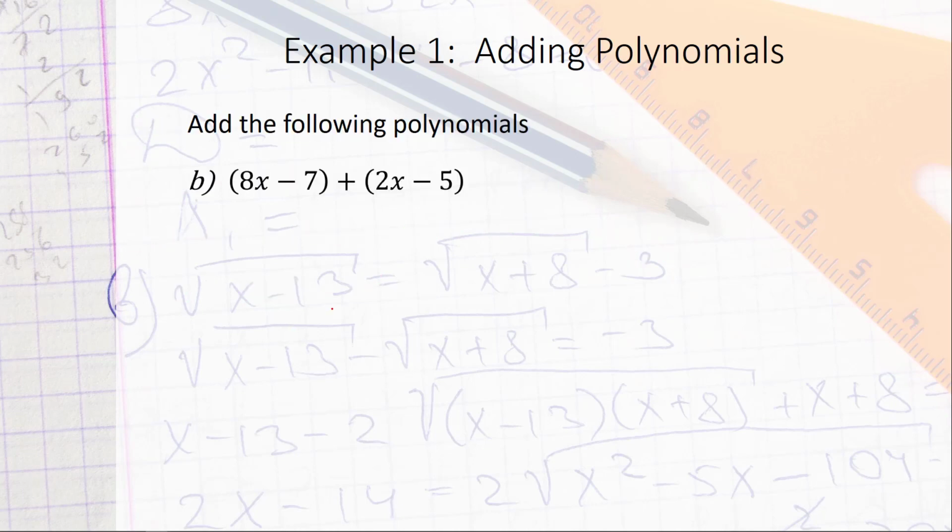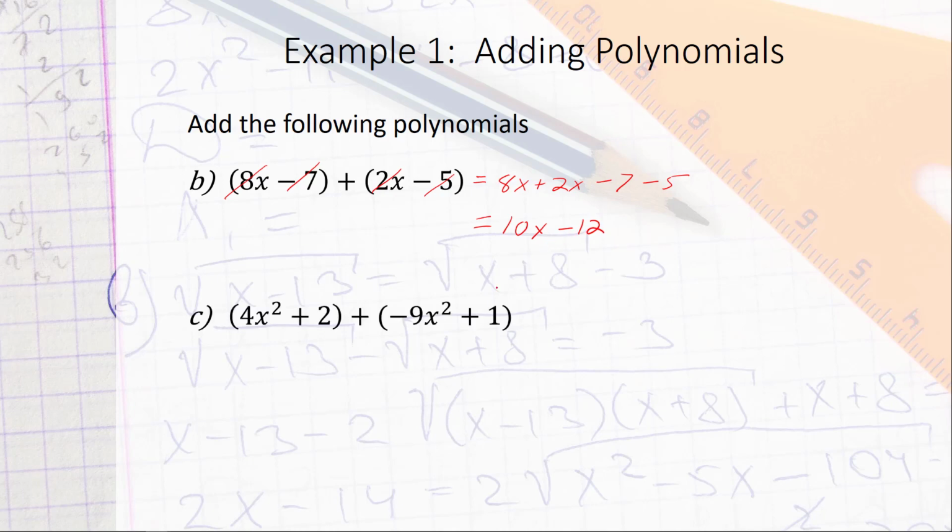Okay, now this example is more representative of what you will see in your homework. We have this polynomial that has 2 terms and this polynomial that also has 2 terms. So we're adding 2 binomials. And so once again we are going to group them by like terms. Here we have an 8x and a 2x. So that will be 8x plus 2x. And here we have a minus 7 and a minus 5. And once again, we can combine the 8x and the 2x to become 10x. And then the minus 7 minus 5 will become minus 12. And that would be our answer.